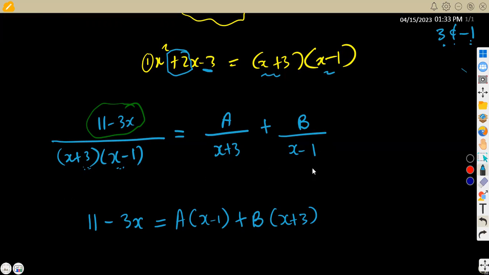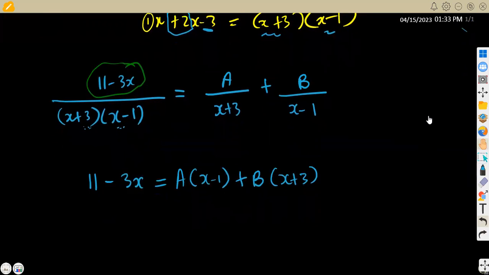So these two, remember, they are equal. It's an equation that we are having, and we are saying these two are equal. So how can you solve for A and B? For linear factors, it's an advantage.